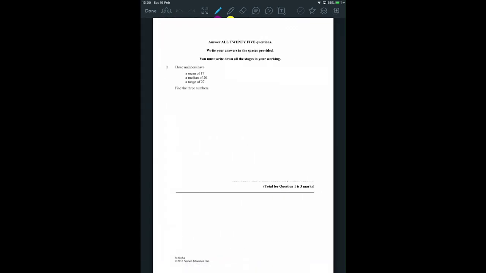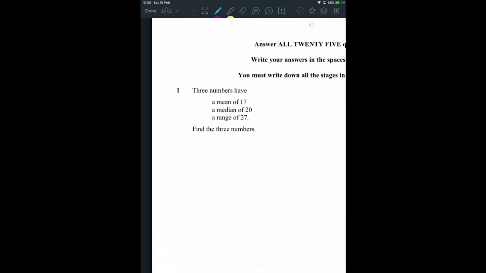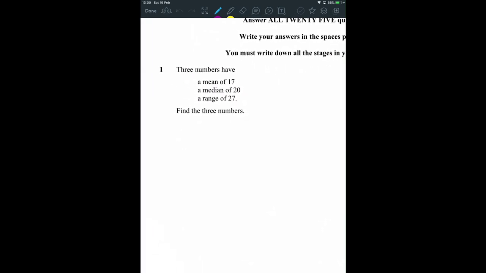So going straight in, question 1. Quite a common question 1 actually. A bit of a reverse mean, median, mode problem solving. We have 3 numbers. They have a mean of 17, a median of 20, and a range of 27. Well, if they've got a median of 20, the middle number has to be 20, having only 3 numbers. I'm going to give the other 2 names, X and Y. The range of 27 is saying the difference between those is 27. Y is the larger one, so Y minus X is 27.